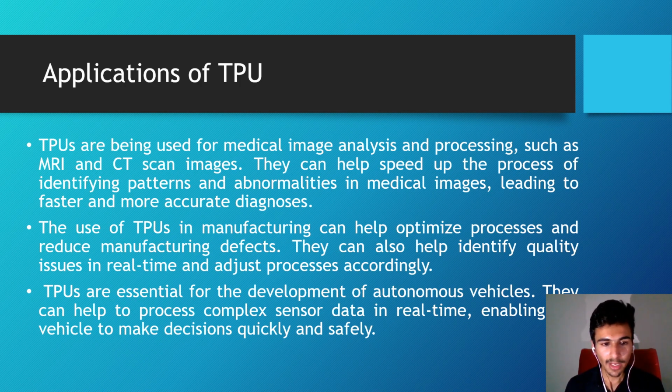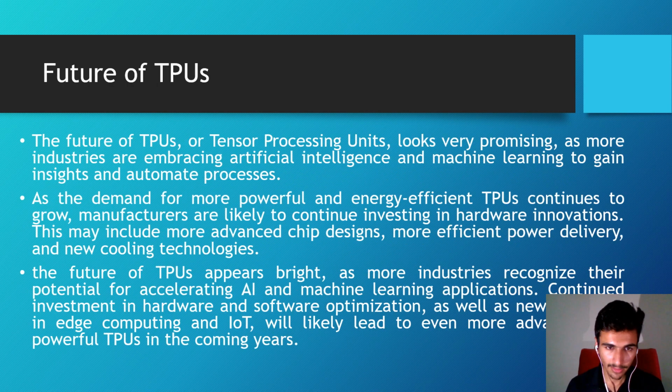Second application. The use of TPU in manufacturing can help optimize processes and reduce manufacturing defects. They can also help identify quality issues in real time and adjust processes accordingly. TPUs are essential for development of autonomous vehicles. They can help us to process complex sensor data in real time, enabling vehicles to make decisions quickly and safely.